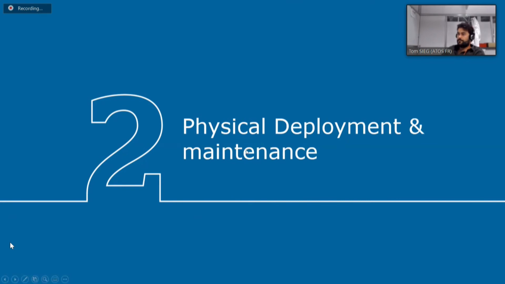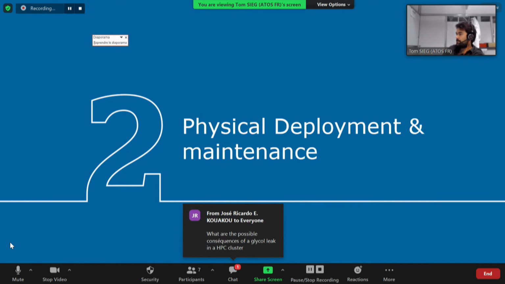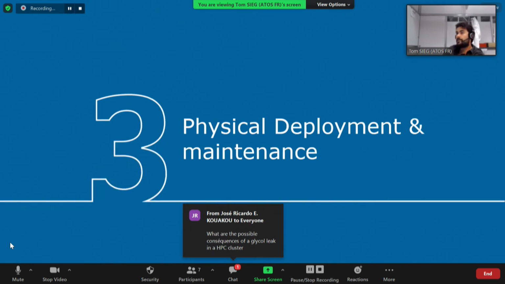So we will go through the last part, the third part, the physical deployment and maintenance.